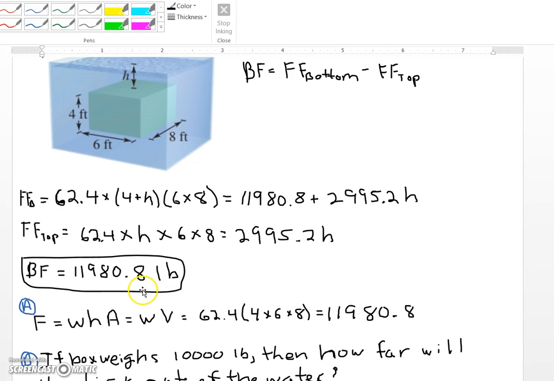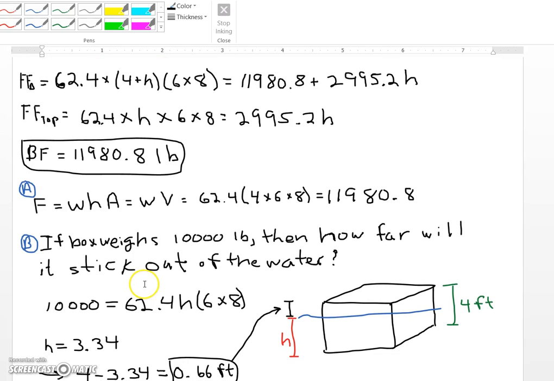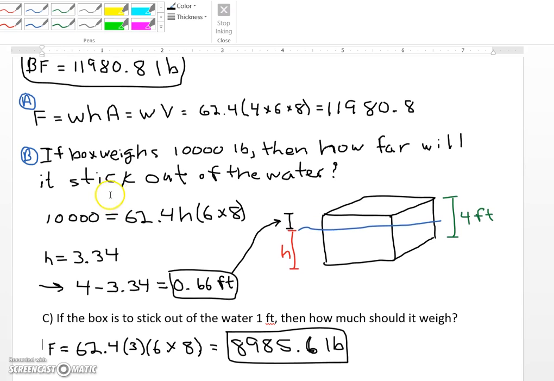So for the buoyant force, we can simplify our equation by using this equation. Force equals weight density of the fluid, the height of the box, and the area of the bottom, or the weight density of the fluid times the volume of the container. Now we can use this to answer another question.